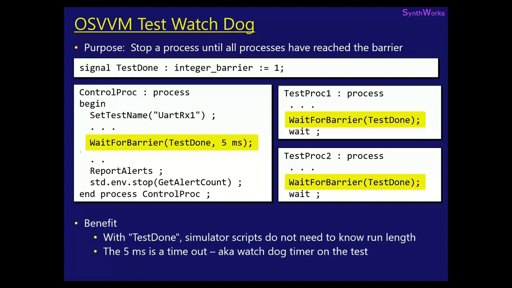And this is nice because it used to be that all of our scripts had to know their run length. With this methodology, they don't need to know their run length. So each test itself manages its run length. We generally set the watchdog timer to be 2x or 5x bigger than we ever expected the timeout at.